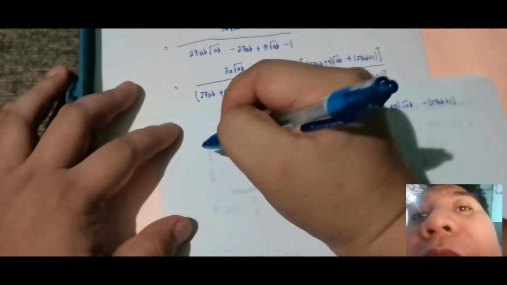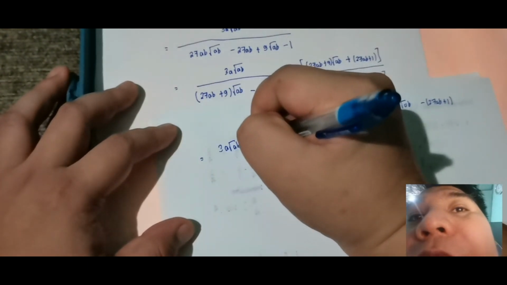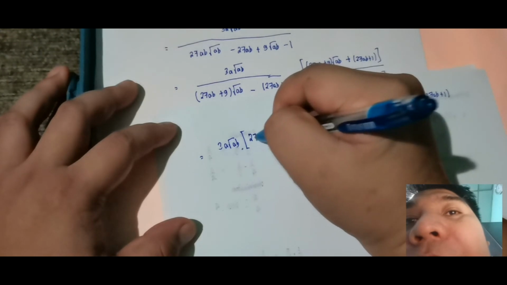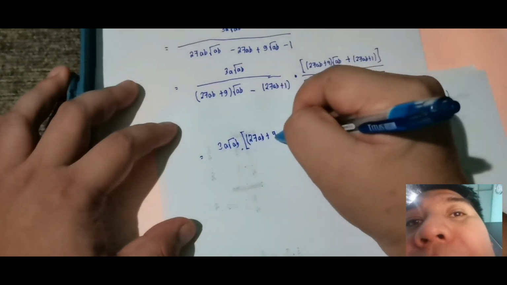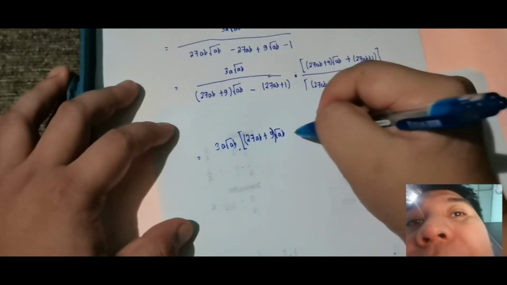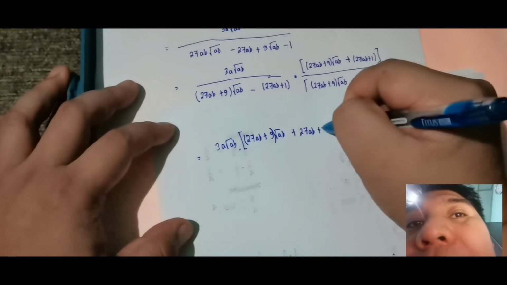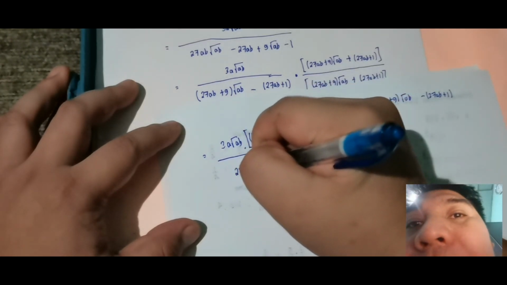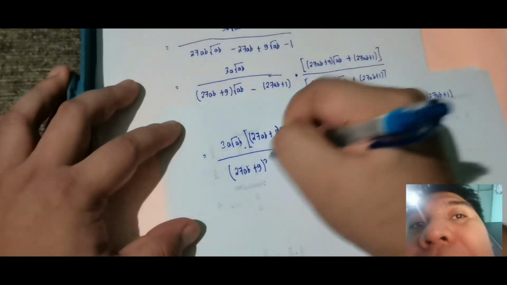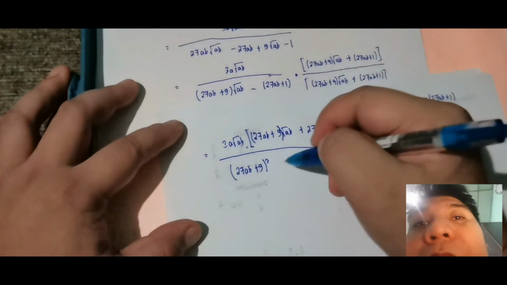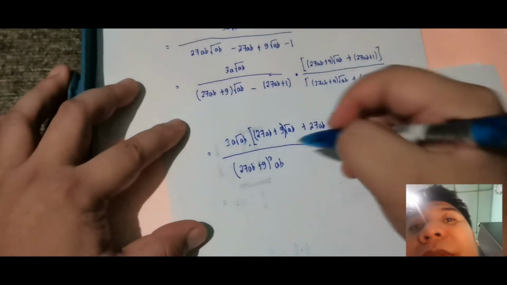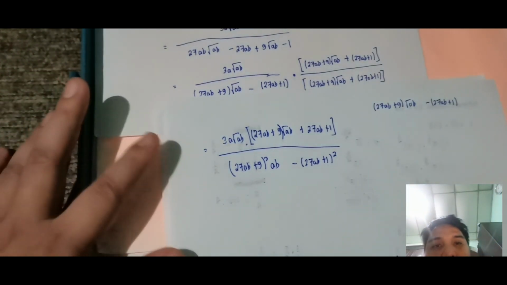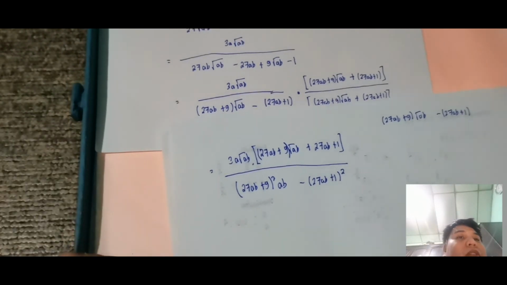So, this is simply equal sa 3A square root of AB multiplied by 27 AB plus 9 square root of AB, plus 27 AB plus 1, all over, ito minus, makukuha lang. So this is equivalent sa 27 AB plus 9, tapos naka-square kasi siya ay parang coefficient. Then yung square root of AB magiging AB na lang. Then minus 27 AB plus 1 raised sa 2. Ganun na mangyayari.